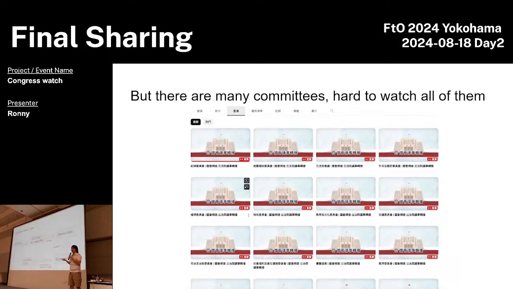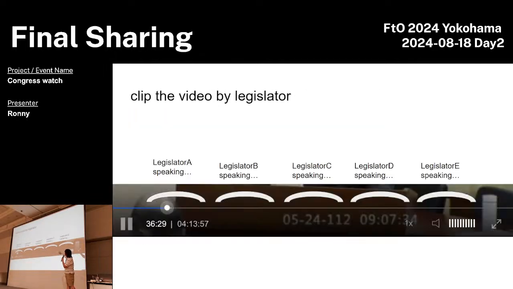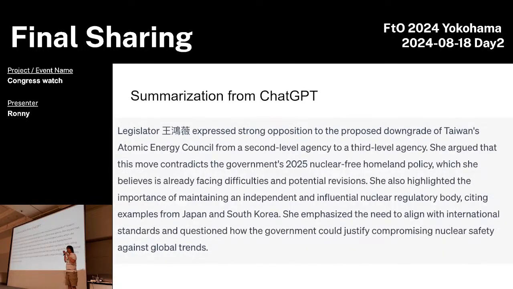I want to build a flow for Congress Watch. I want to split the full video into clips by congressman, and use Whisper to transcribe the clips. The transcript can then be summarized by AI, like ChatGPT, so I can know what the congressman says in the video.